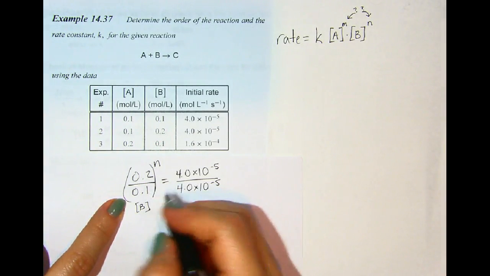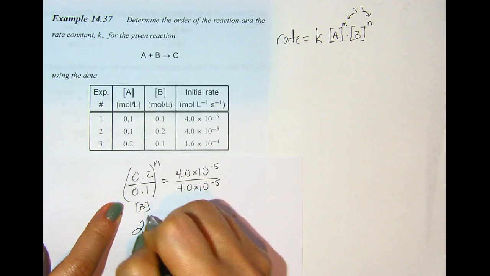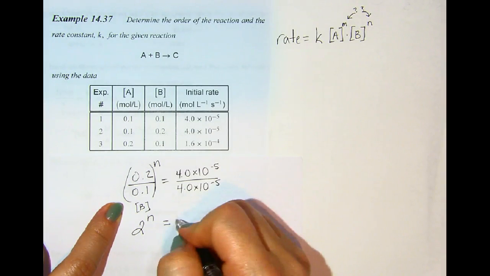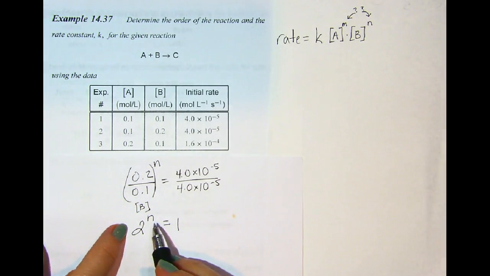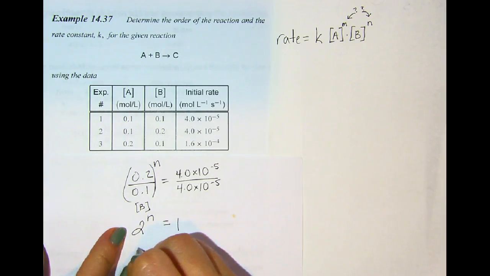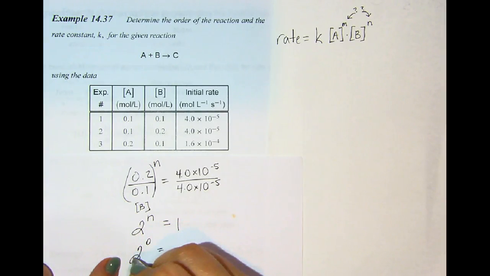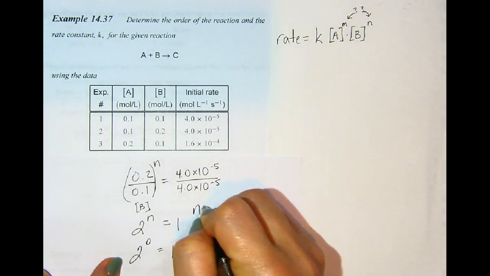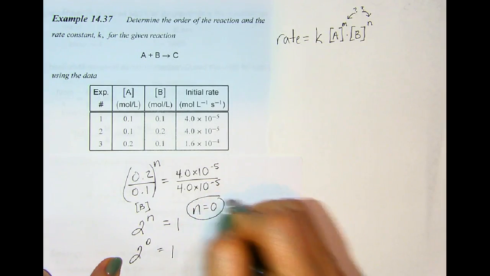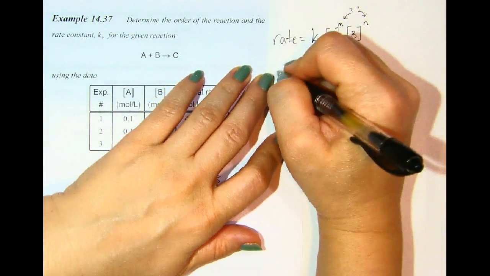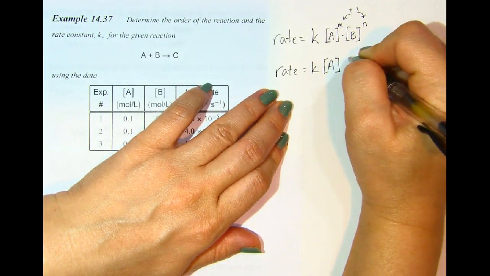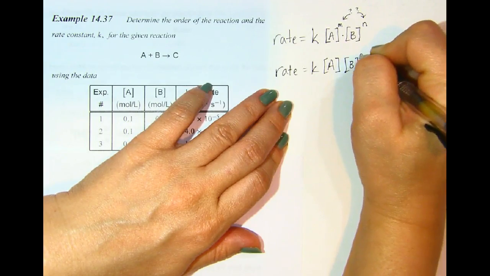So 0.2 divided by 0.1 gives us basically 2 raised to the nth power is equal to, and this divides out to be equal to 1. So what could n be in order for 2 to the n to equal 1? Well, it would have to be 0, because any number raised to the power of 0 is equal to 1. And so n is equal to 0, which is the order for B. So now we know rate equals K times A, and B is to the 0 order.